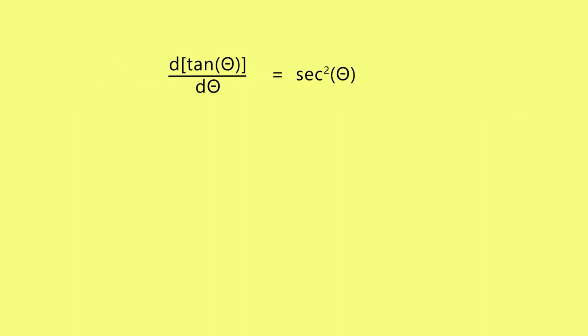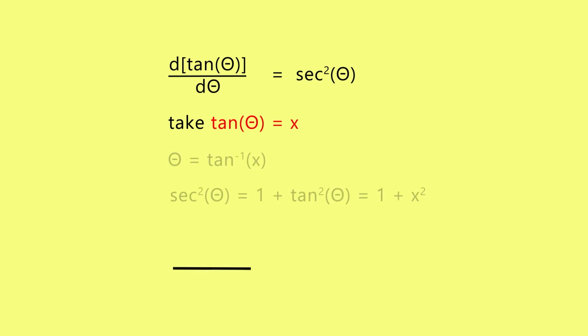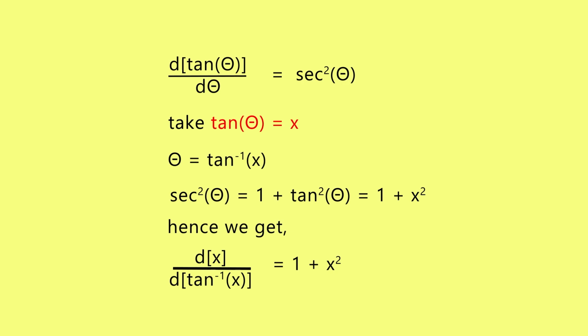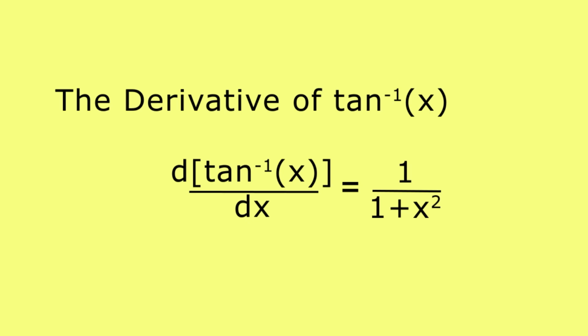The second step is to treat tangent theta as the independent variable x. We substitute all terms with x because we need the equation in terms of the independent variable. The third step is to take the reciprocal of the equation. This gives us the ratio of the angular change to the change in the tan function. By following these steps, we obtain the derivative of the tan inverse function.